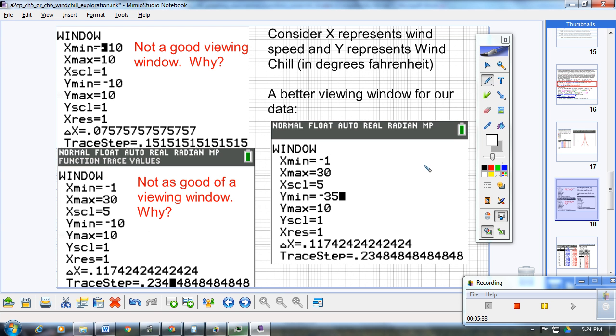So what do we have to consider here? We first have to kind of get our bearings. Consider that X represents wind speed and Y represents wind chill. Now that's the temperature, right?